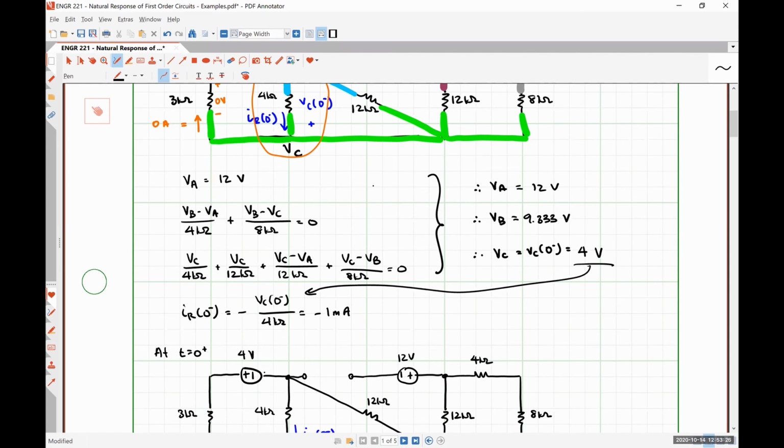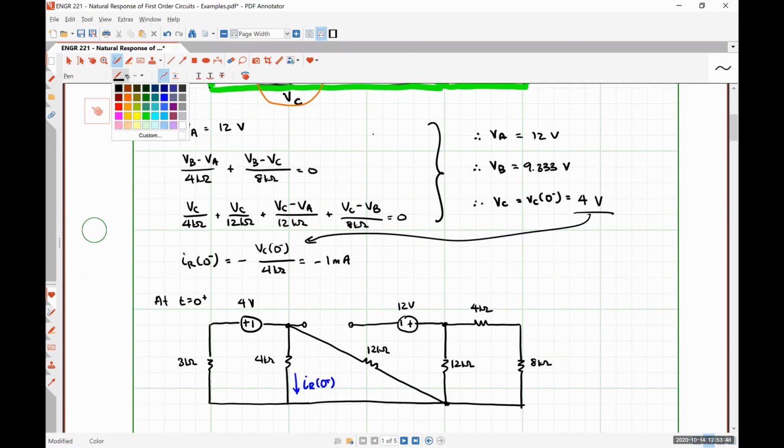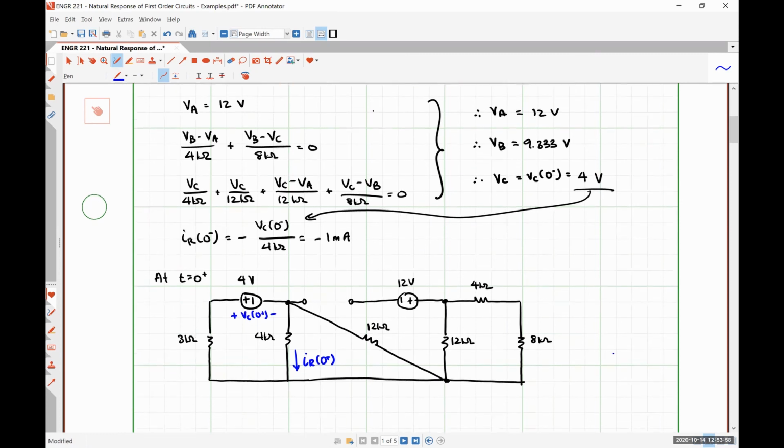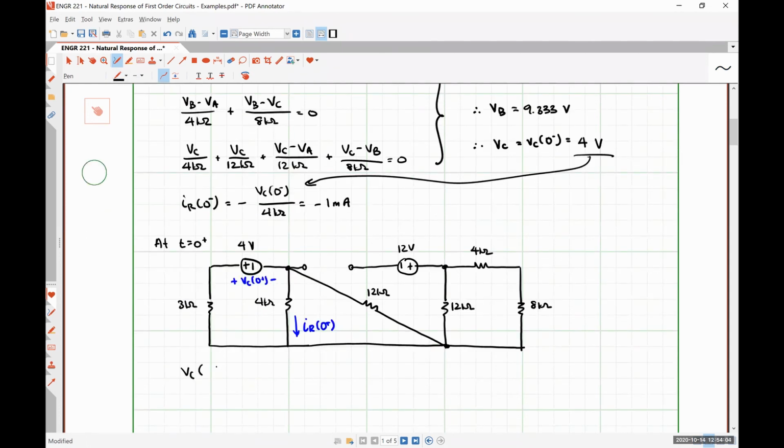So I want to be super duper clear about this. We can only replace the capacitor with a voltage source at t is equal to 0 plus. That single instant in time is the only time at which this replacement is valid. So it's not good literally anywhere else. Here is our capacitor voltage VC at 0 plus, which again, we know to be 4 volts because it cannot change instantaneously. So I'm just going to go ahead and write that down as a reference.